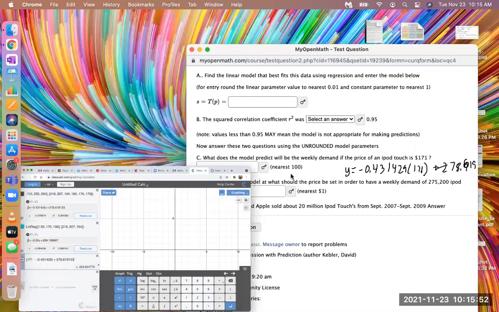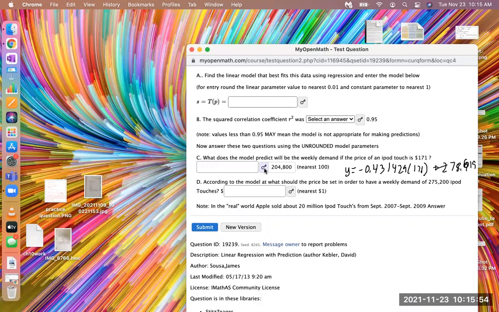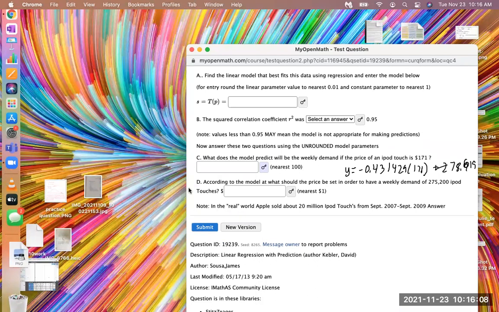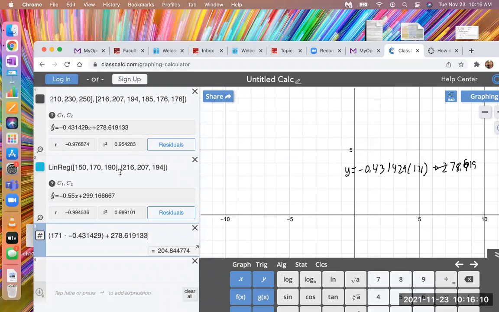And let's see how they like that answer. 204. Oh, in the thousands. So they want us to write this back in thousands. So if you multiply that by 1,000, then it's going to move the decimal 3 places. So that's why they're getting the, so we got 204.8447.